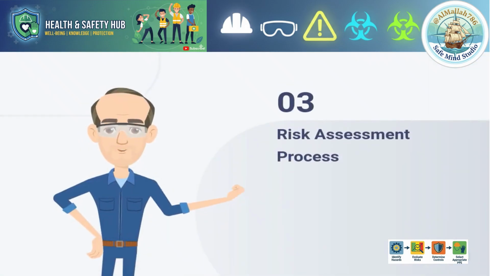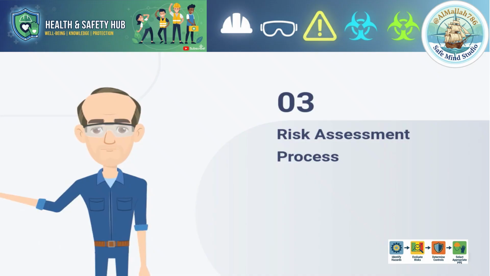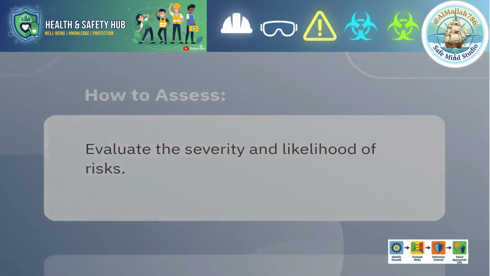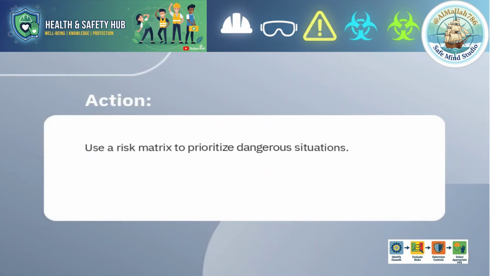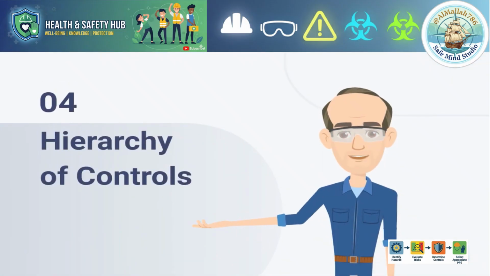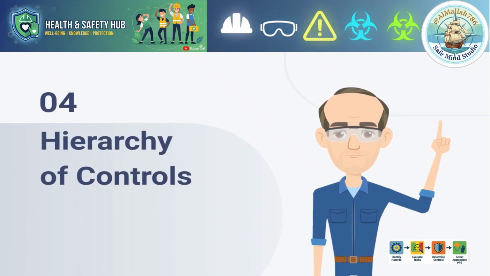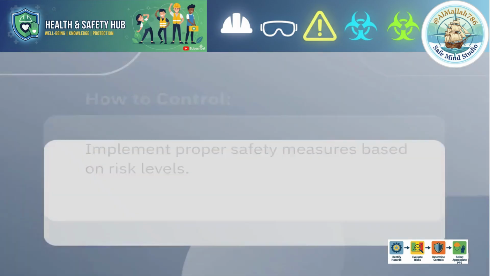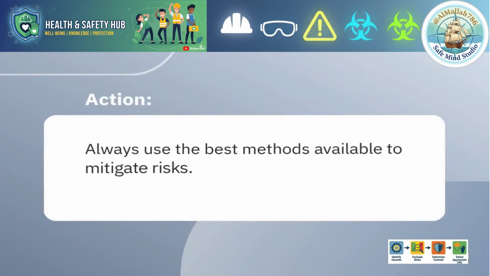The risk assessment process helps ensure safety. How to assess: evaluate the severity and likelihood of risks. Action: use a risk matrix to prioritize dangerous situations. Hierarchy of controls directs safety efforts effectively. How to control: implement proper safety measures based on risk levels. Action: always use the best methods available to mitigate risks.